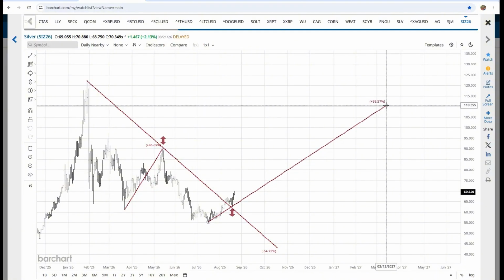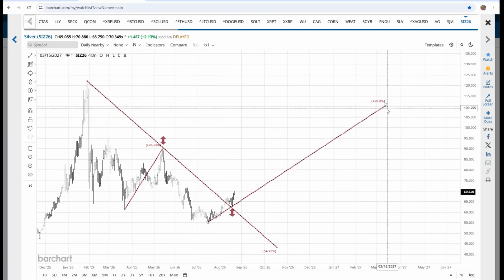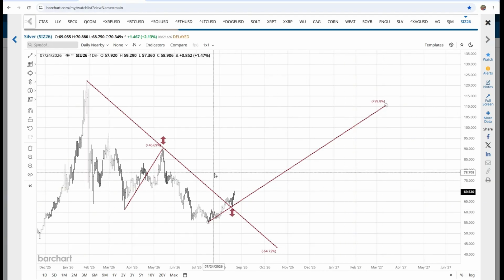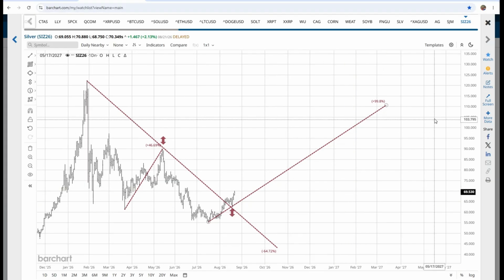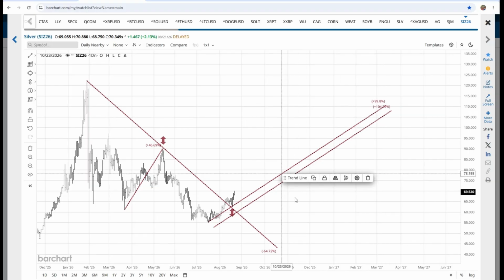Trying to get you the time zone in here, so you have it in your books. Looks like about March 12th-ish, 15th-ish of 2027. So that is the target. This is the target to the downside. This is the longer-term target to the upside. Now, of course, you want to prove that out.